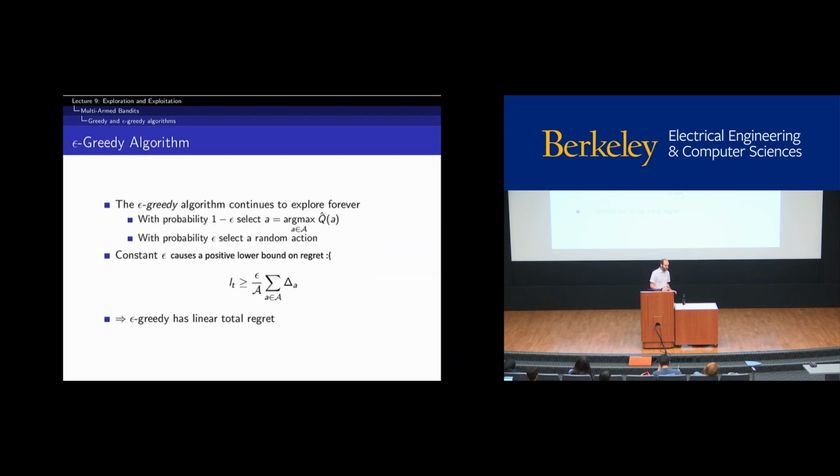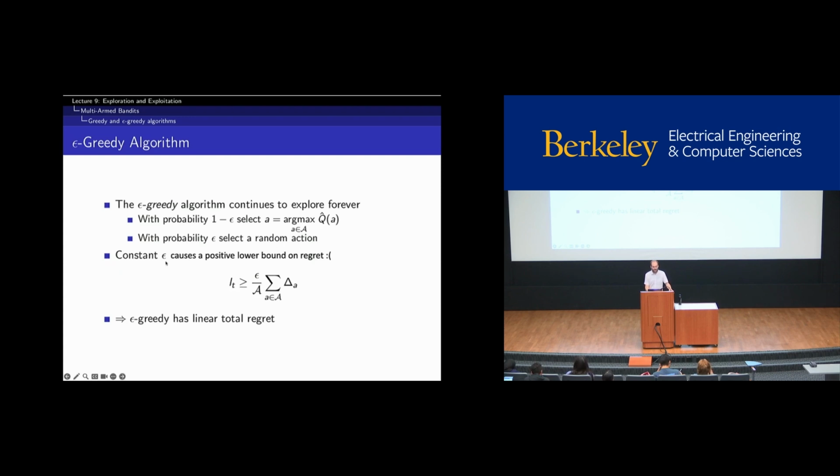Okay, different algorithm, the Epsilon-greedy algorithm. Instead of exploring never, it explores with a fixed, maybe small probability forever. So with probability 1 minus epsilon, it picks the action that is believed to be the best, and with probability epsilon, it selects a random action.